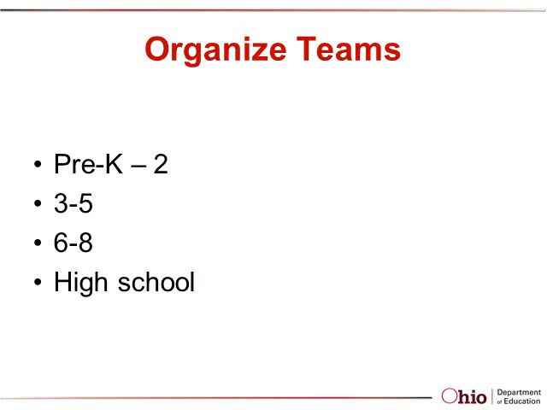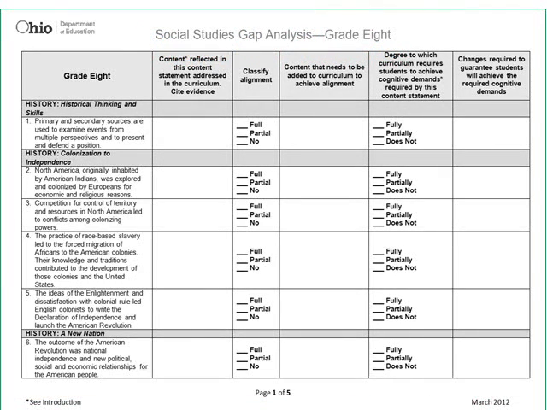It will probably be more productive if teams of teachers work together on this. This collaboration can be with other grade level teachers or content-specific teams. The teams can be organized for grades pre-kindergarten to 2, grades 3 to 5, grades 6 to 8, and high school. Now, download the gap analysis chart for the grade or high school course you wish to review.